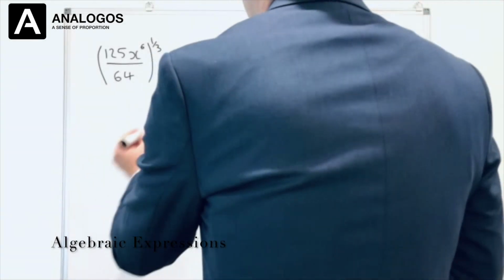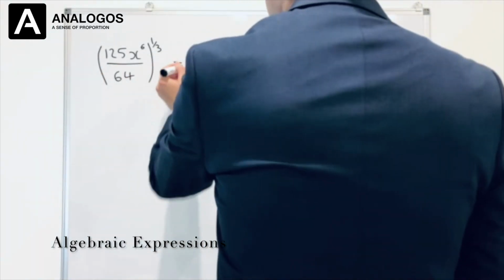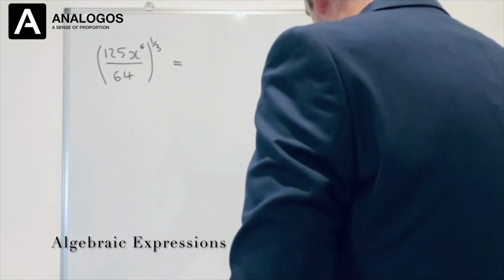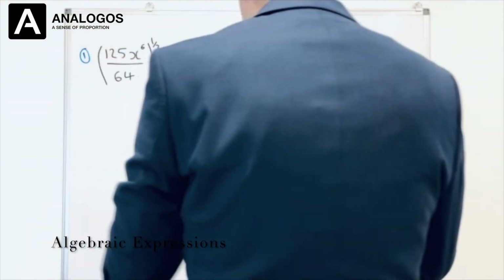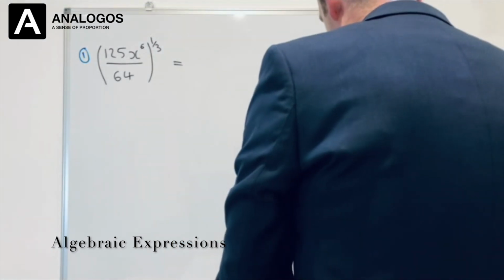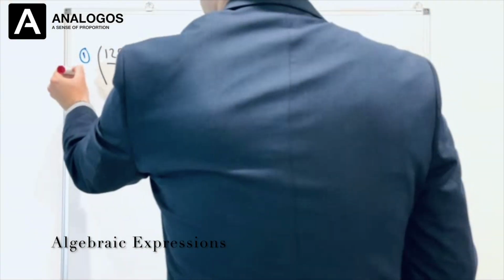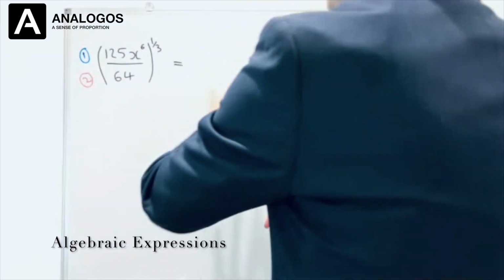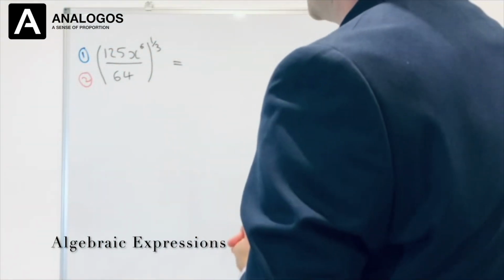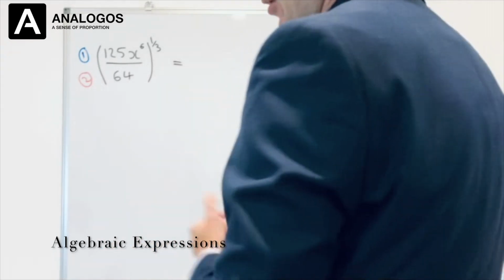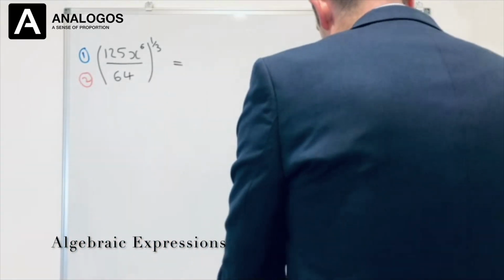So what I would do is break it up into two separate parts, okay? What I would do first of all is call the numerator 1, and call the denominator 2. Just to break it up, because if you just look at that question holistically, I think that's a bit daunting, especially if you're unsure about algebraic expressions. So let's just take it one bit at a time.